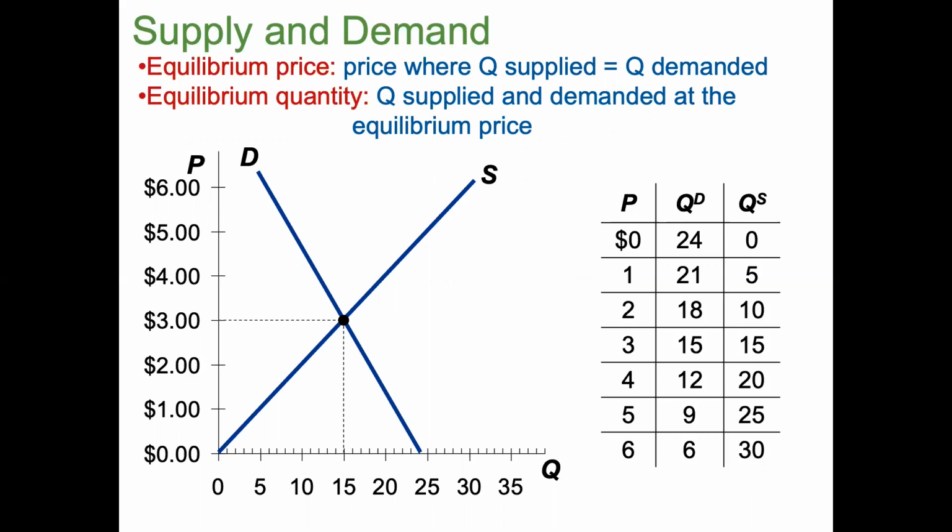Here is the market for gasoline. The intersection of the supply and demand curve will give you the equilibrium price and the equilibrium quantity. Equilibrium price is the price where quantity supplied equals quantity demanded. In this case, the equilibrium price is $3 and the equilibrium quantity is 15.